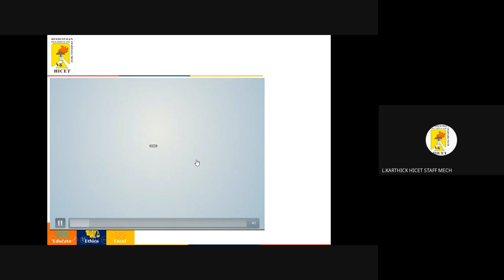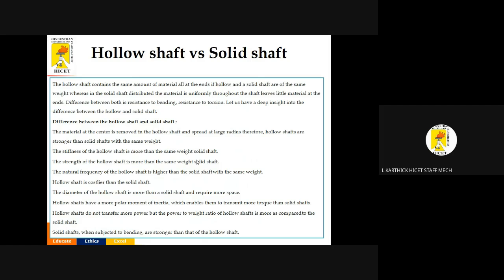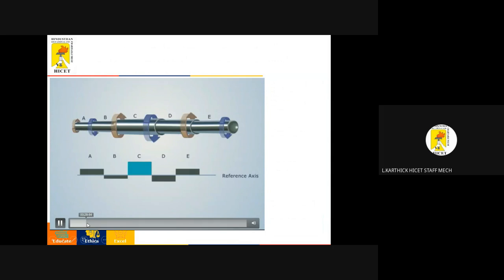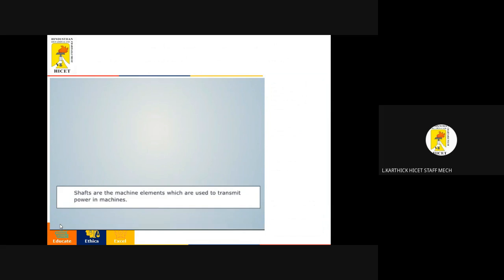But first let us study what a shaft is. Before entering into the torsion concept, we need to discuss what is meant by a shaft. Where are we going to apply load? We are going to apply load on the shaft, pulley, rims or any key. So first we look at what is meant by a shaft. A shaft is a machine element which is used to transmit power from one machine to another.